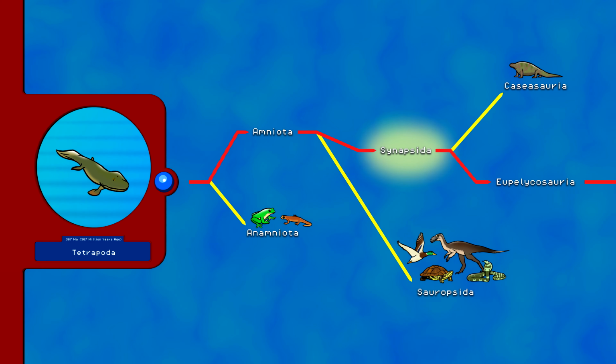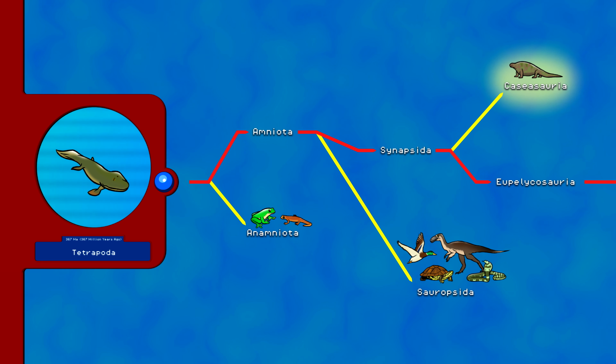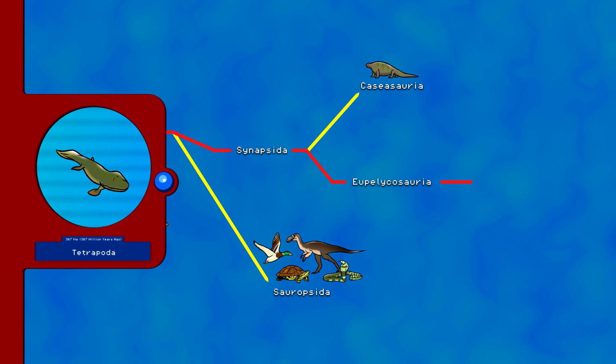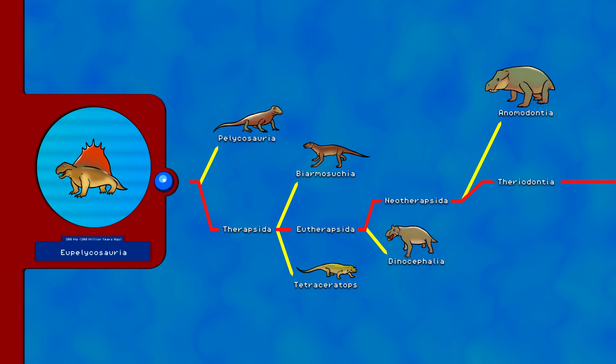Synapsida branched to include the Caseasauria, late Carboniferous and Permian synapsids like Eothyrididae and Caseidae, and the Eupelycosaurs. Eupelycosauria includes therapsids and pelycosaurs like Varanopidae and Ophiacodontidae. 275 million years ago, proto-mammals developed limbs oriented beneath the body rather than splayed out like in lizards, in the clade Therapsida. Therapsids include Eutherapsida, Tetraceratops, and Biarmosuchia.